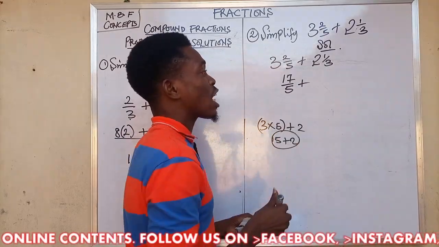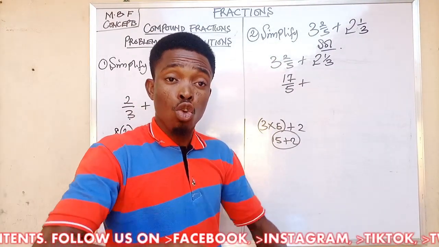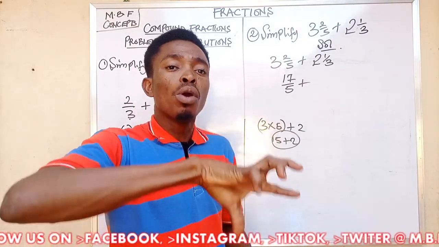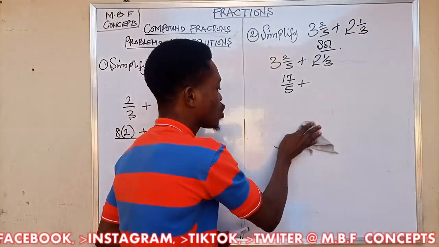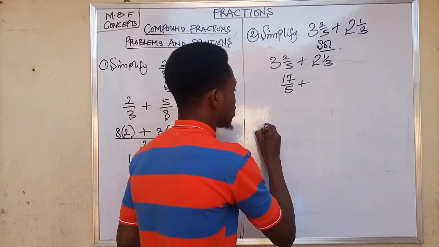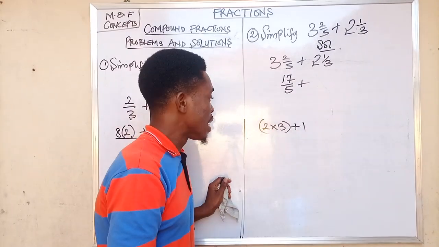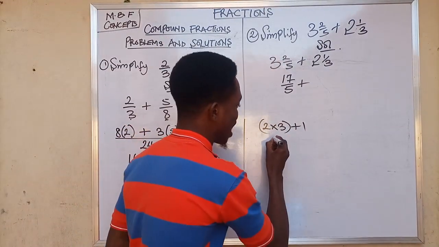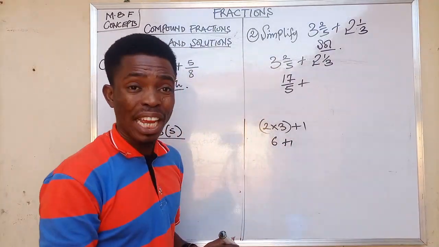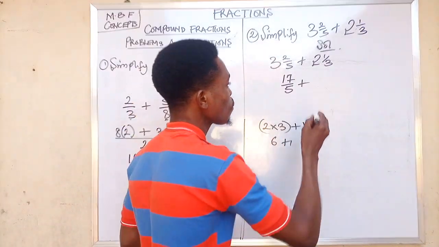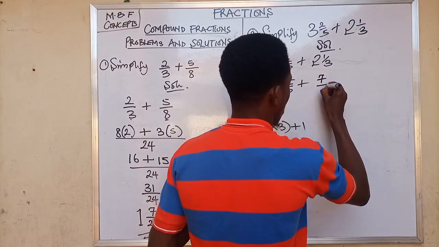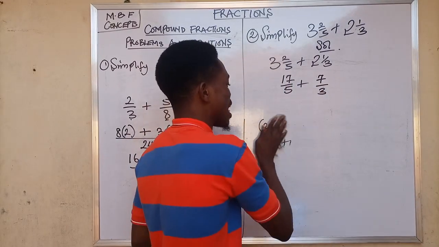Plus also the second fraction is also a mixed fraction. So what do we do to it? We will still convert it to what? An improper fraction. How do we convert that? We are going to have the whole number times the denominator plus the numerator. Now, when we say 2 times 3, guys, we have 6. And 6 plus 1, we are going to have 7. So we put down 7 here, all over 3. Guys, this is as simple as this.